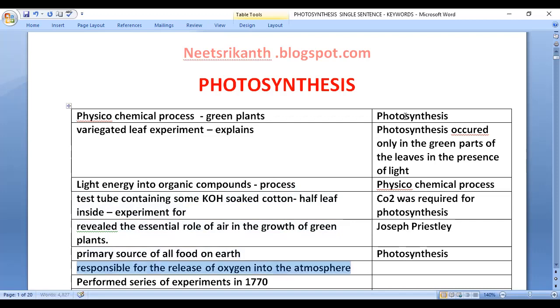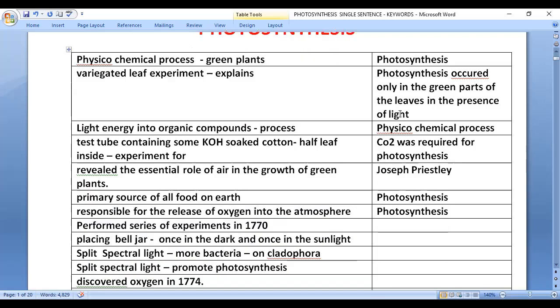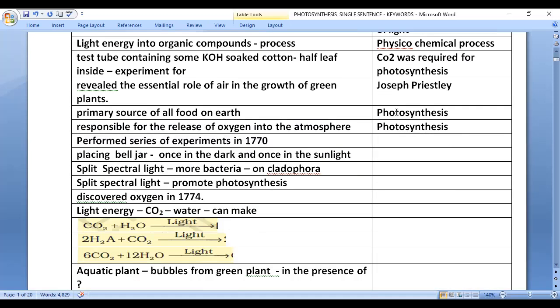Photosynthesis. What is responsible for the release of oxygen into the atmosphere? Photosynthesis. Who performed a series of experiments in 1770? Joseph Priestley. Placing a bell jar once in the dark and once in the sunlight: John Ingenhouse.